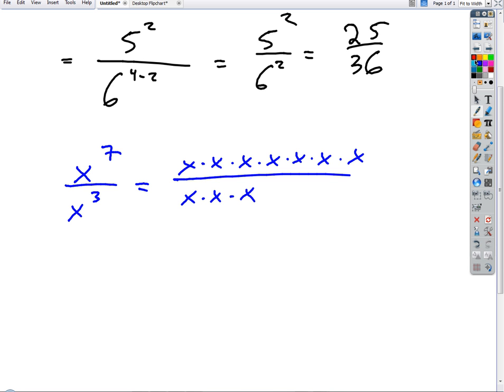x cubed. So what am I really doing here? I'm just canceling those, leaving me with x to the 4th. That's another way you can visualize it. If I cancel out 3 of those bases, that leaves 4 on the top, and the bottom goes away completely. Does that make sense? I've crossed all those out.